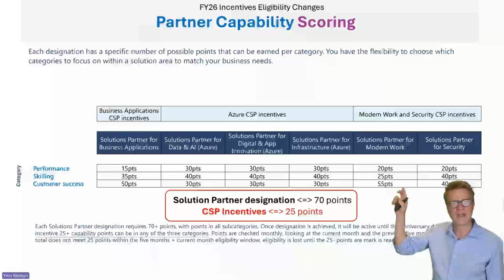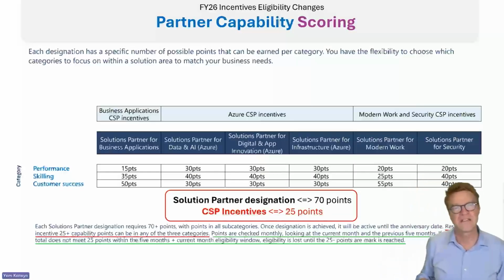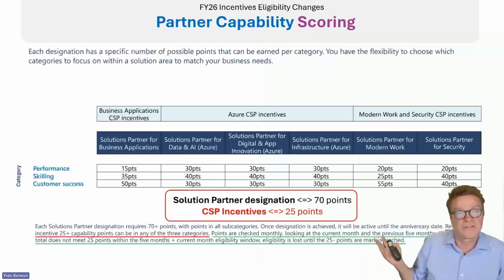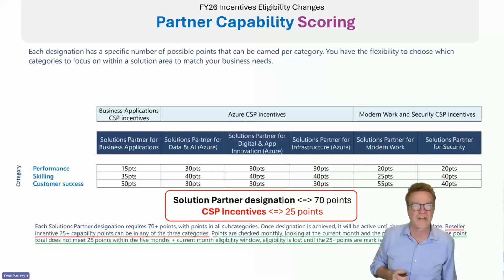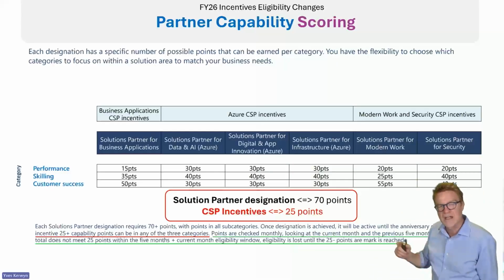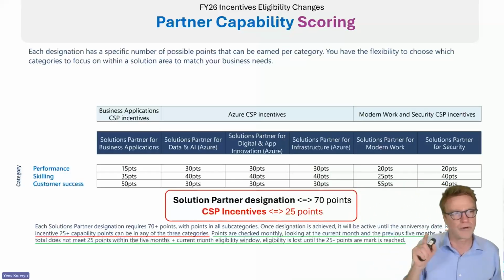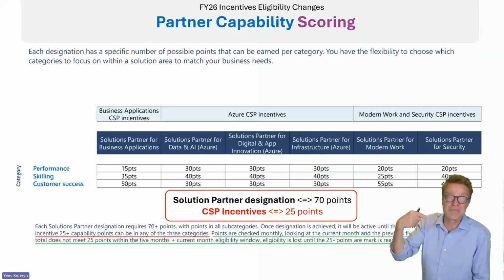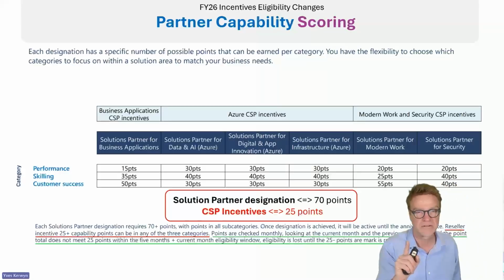What you see here is the three big cloud solution areas. At the middle one, you see the three solution plays, you might say: infrastructure, data and AI, and app innovation. And you always see the maximum number of points you can earn per category: performance, skilling, and customer success. Again, the point I just made in my previous slide is you only need 25 points, and they can come from whatever.